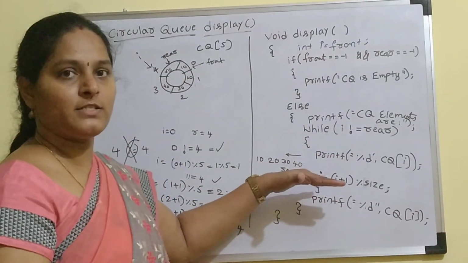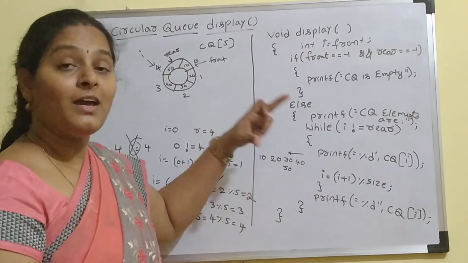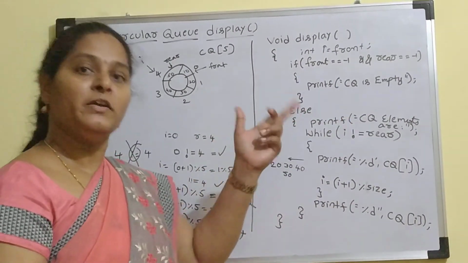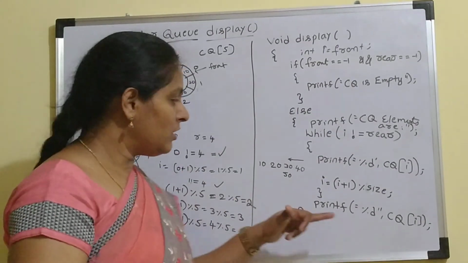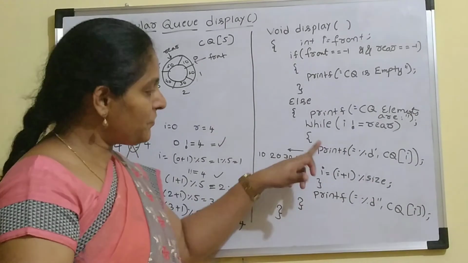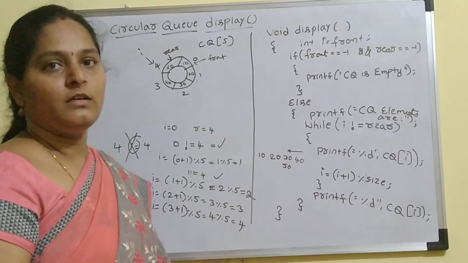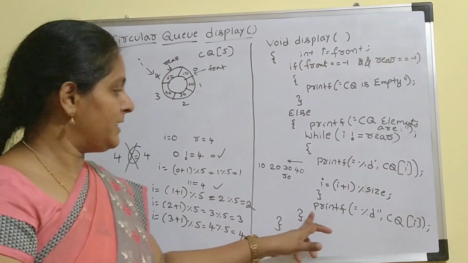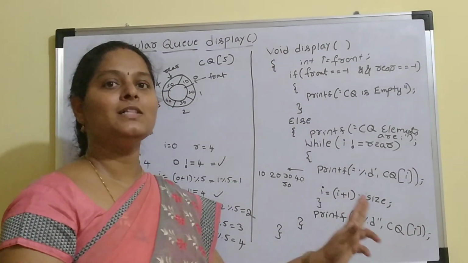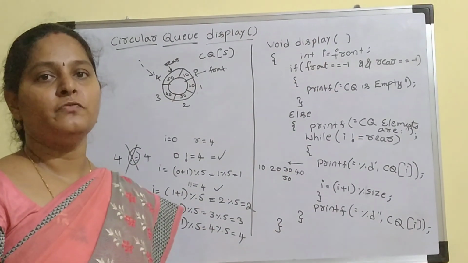print all the elements. So this loop will execute for all the elements except the last element. So if you want to print the last element also, then write one more print statement after this while loop. So after this while loop, by the time this printf statement is executed, all the elements will be printed on the screen. So this is about the display function of the circular queue.